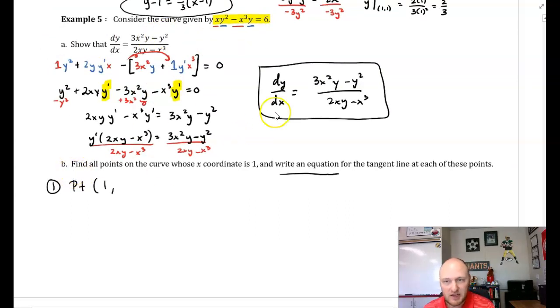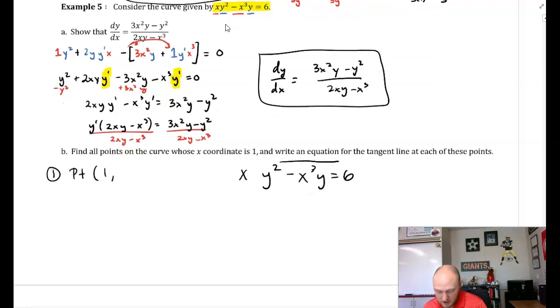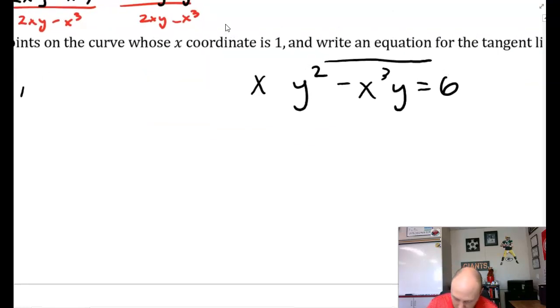This is part B, so we use the same stem. xy squared minus x cubed plus y is equal to 6. And what I'm going to do is plug in 1. When I do this, we get y squared plus y is equal to 6. Okay? And I'm going to use this now to solve for y.